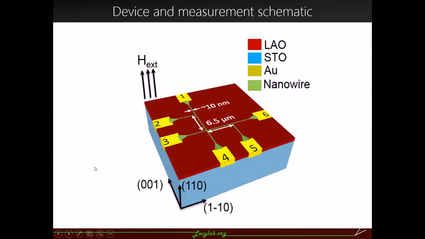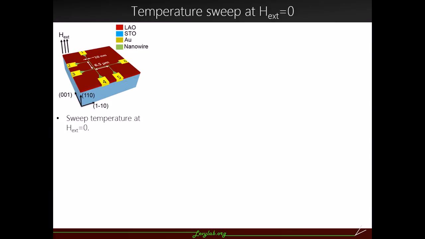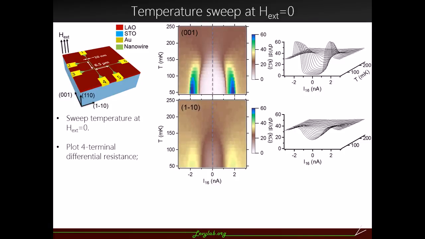So here is a schematic for our device and measurement. Basically, we can source current between electrodes 1 and 6, and then measure the 4-terminal voltage drop between electrodes 2 and 3, which is along the 001 direction, and also between electrodes 4 and 5, which is along the 1-10 direction. And after making the device, we cool it down to base temperature, which is 50 mK, and then we measure and plot the 4-terminal differential resistance as a function of temperature and the source bias.